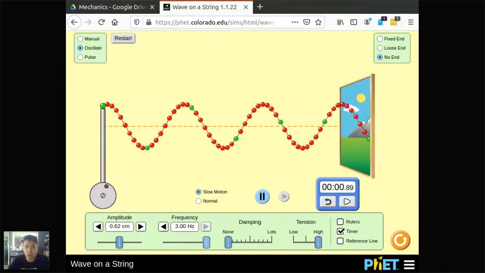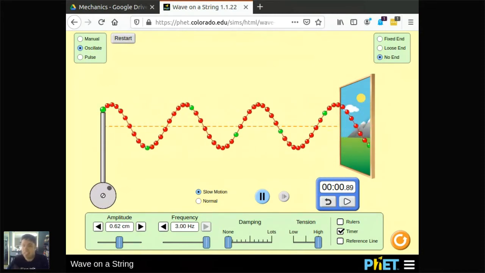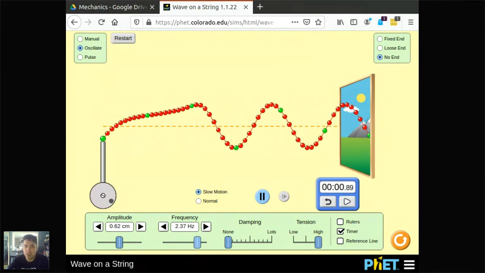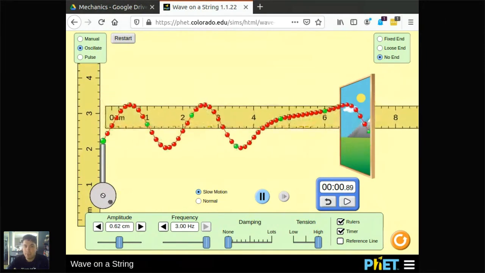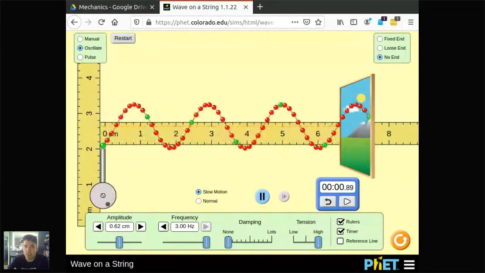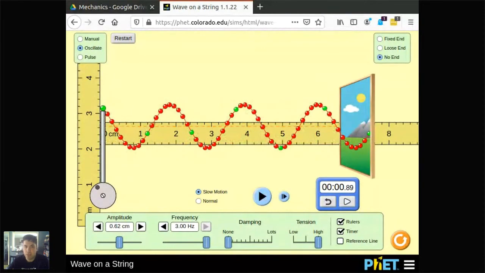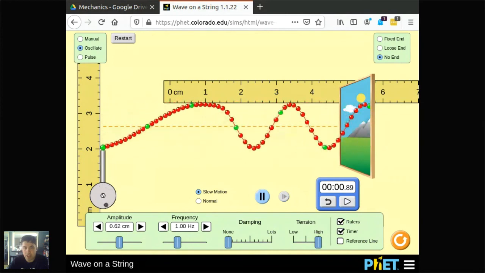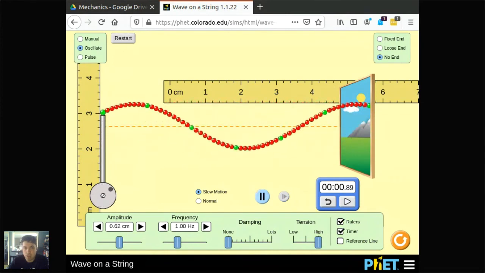The other thing we need to look at with frequency is how it affects what the wave looks like. We have more waves with a higher frequency. That also means that each wave takes up a shorter distance. So I'm going to pause it right here. This wave looks like it takes about 2 centimeters, give or take, with a frequency of 3. If I turn the frequency down to 1, let's see, can I get all the way down to 1? There we go. I'll let this play out for a second here, and now I want to see if I can get a whole wave in here.